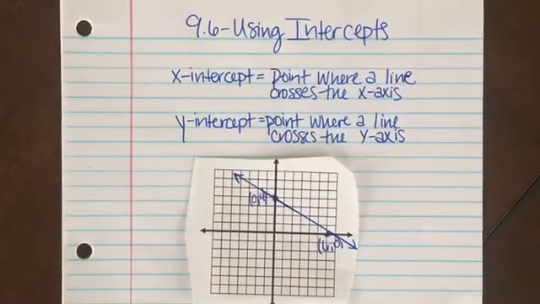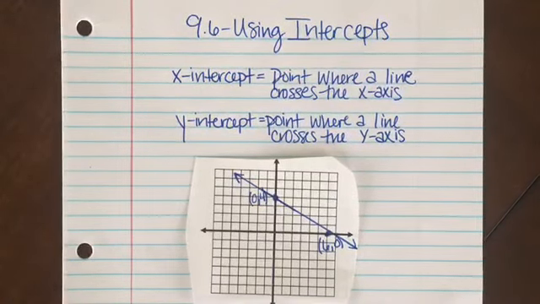All right, so let's jump into today. Today is 9.6, using intercepts. If you have the notes printed off, everything that you see except for the graph is already in your notes. So we're just going to talk through that.